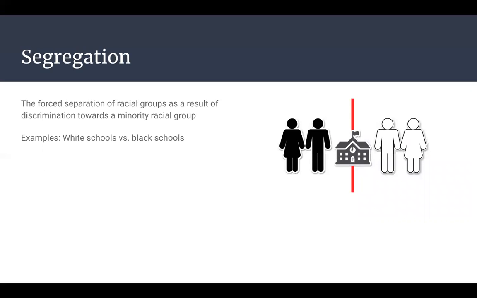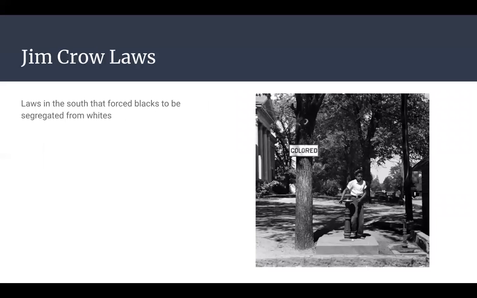Segregation, the forced separation of racial groups as a result of discrimination towards a minority racial group. Example, white schools versus black schools. During the time of the book, white people and black people couldn't go to school together. They couldn't go in the same restaurants together. They couldn't go in movie theaters together. They were required by law to be segregated. Jim Crow laws, laws in the South that forced blacks to be segregated from whites.